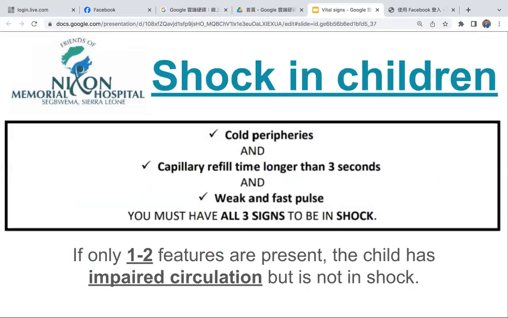So the definition of shock in children is cold extremities or peripheries, capillary refilling time longer than 3 seconds, and a fast pulse. You must fulfill all 3 signs to be in shock. If only 1 or 2 features are present, the child has impaired circulation but is not in shock.